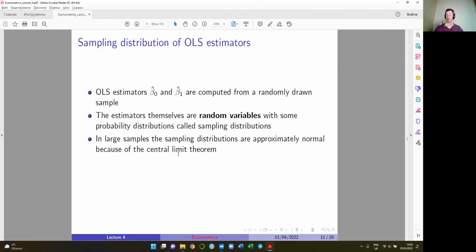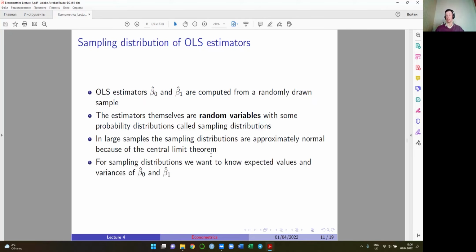In large samples, I'm leaving this without any kind of proof. If you are going to study econometrics at the master level or PhD level, you will definitely have the proofs of this, but we will just believe that in large samples, the sampling distributions of beta 0 hat and beta 1 hat are approximately normal. We can prove this with the help of the central limit theorem.